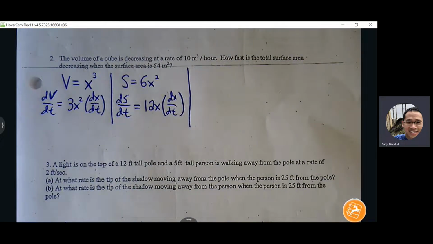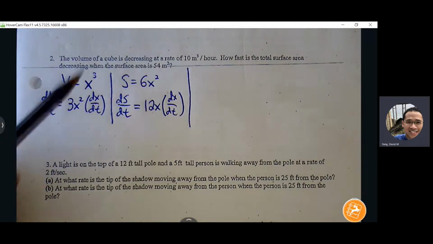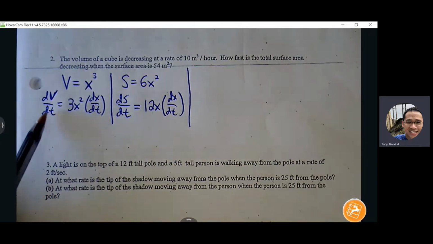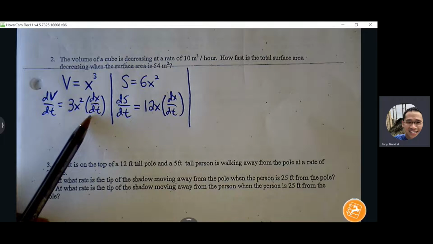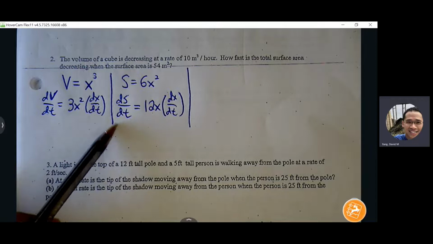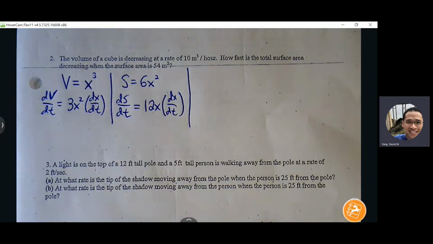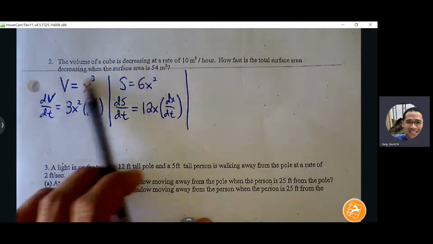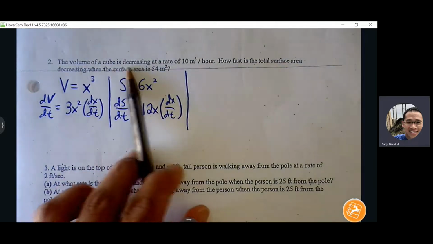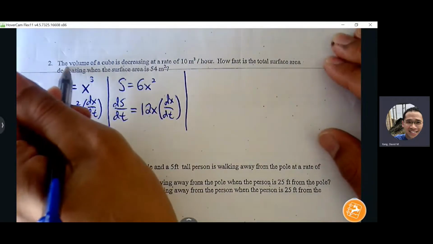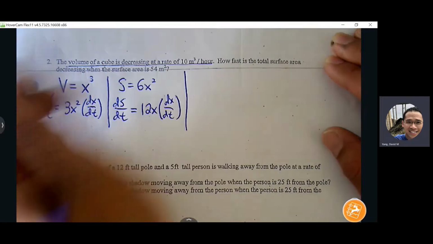Let me just talk about each of these variables here. V is the volume, S is surface area, dV/dt is the rate at which the volume is changing at a specific moment in time. dx/dt is the rate at which the length of the side of the cube is changing at any moment in time. And dS/dt is the rate of change of your surface area at any moment in time. So let's read the problem here and see if we can assign values to variables. The volume of a cube is decreasing at a rate of 10 cubic meters per hour.